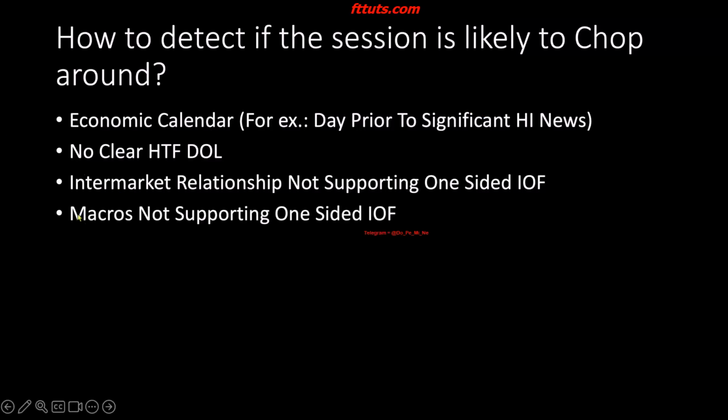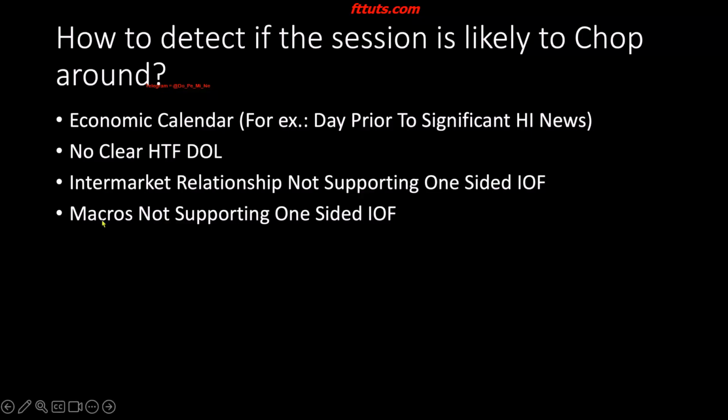And finally, the macros not supporting one-sided institutional order flow, meaning that the macros that we are focused on not showing signs of the market wanting to reverse or expand. Therefore, not move in a one-sided direction. Because if that would be clear, if that would be obvious, then of course we can say, well, the only reason why the macros would begin to expand is because there is a clear higher time frame draw on liquidity and because the market is predetermined to expand during that session.